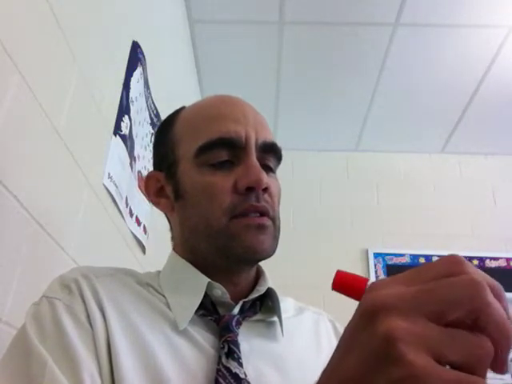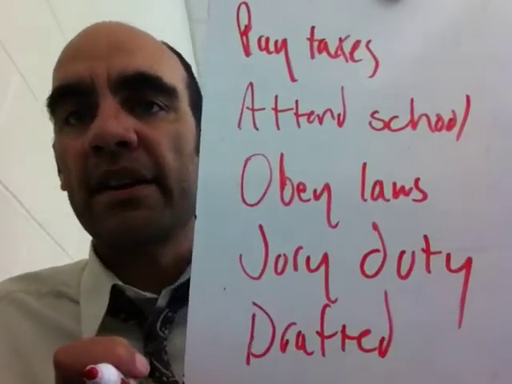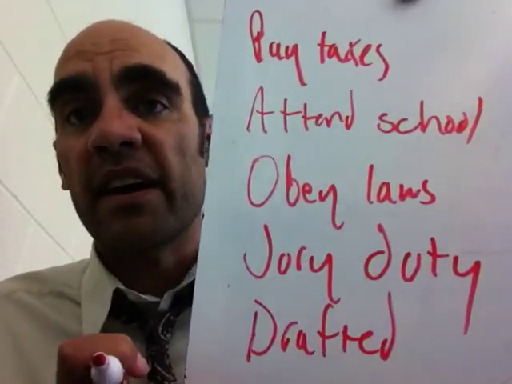Okay, the 5 duties of a citizen, things that you must do. You must pay taxes. You must, as a student, attend school. You must obey all laws. If you're called, you must serve on jury duty. And if you are drafted, you must serve in the military. Remember, for the draft, it's only young men over the age of 18 who can be drafted.